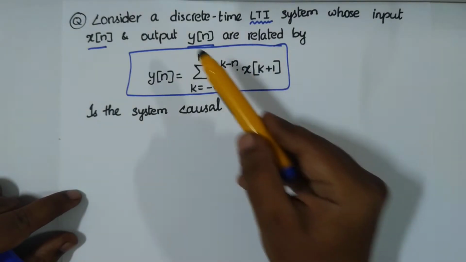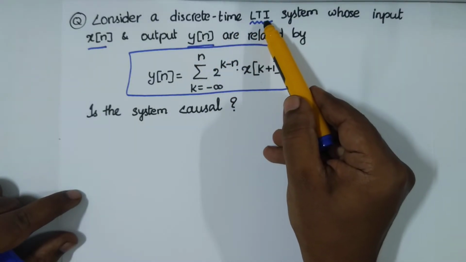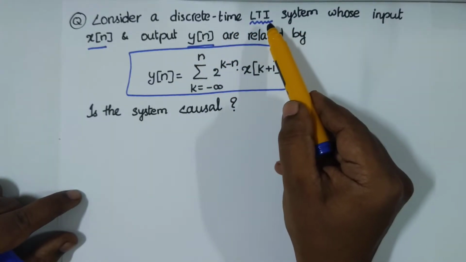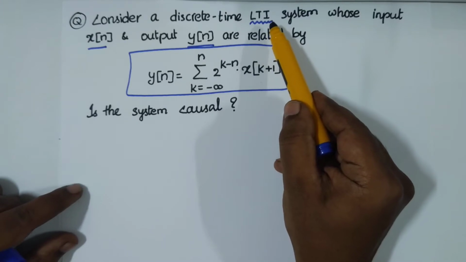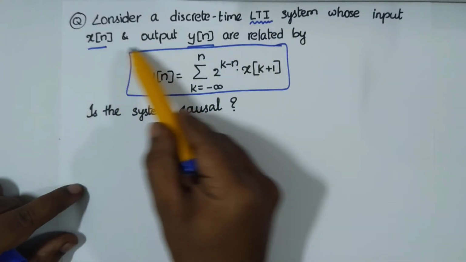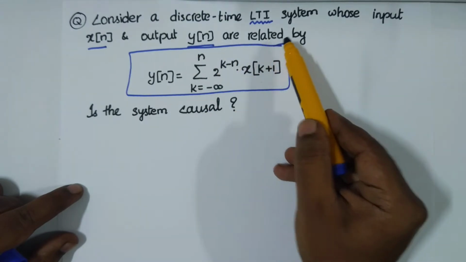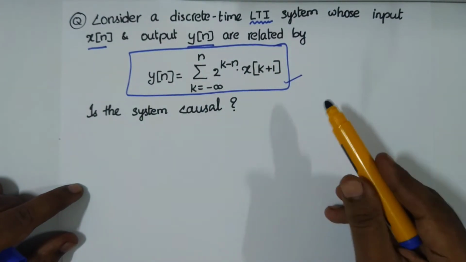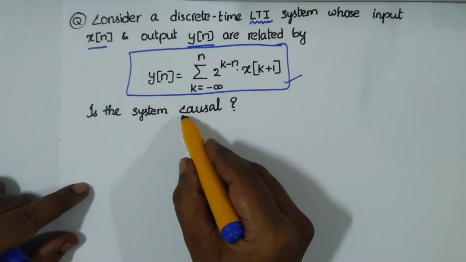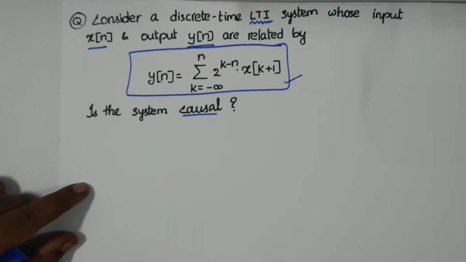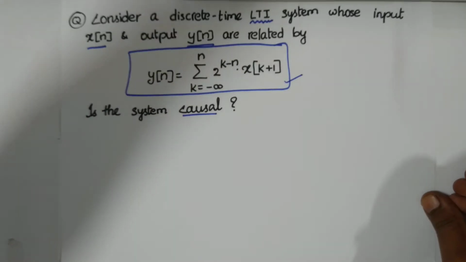Here we have a good question from Signals and Systems. Consider a discrete time linear time invariant system, or linear shift invariant system, whose input x of n and output y of n are related by this equation. Now the question is: is the system causal? Okay, let's work on this.